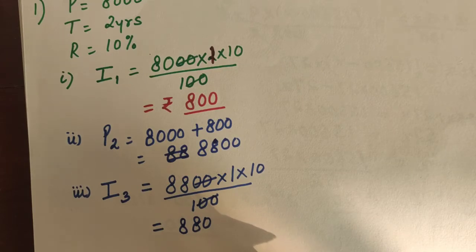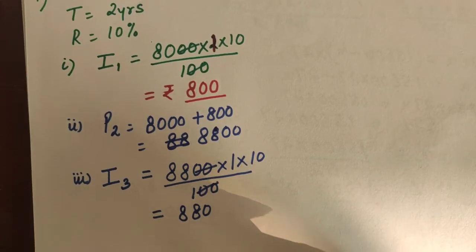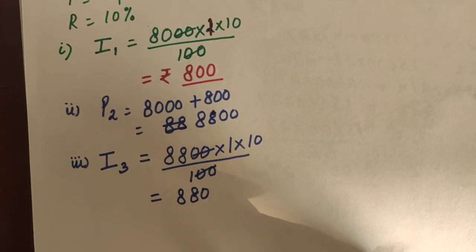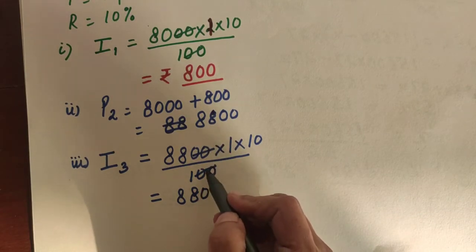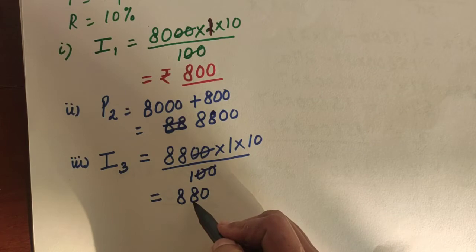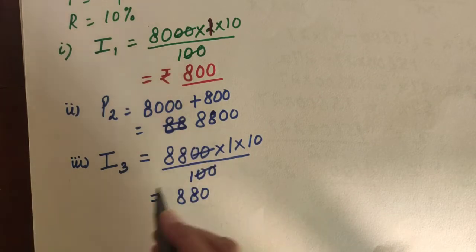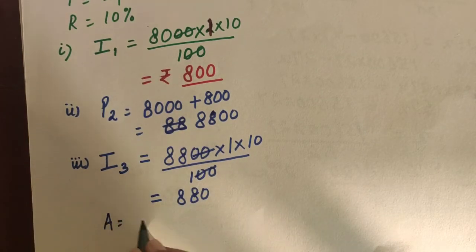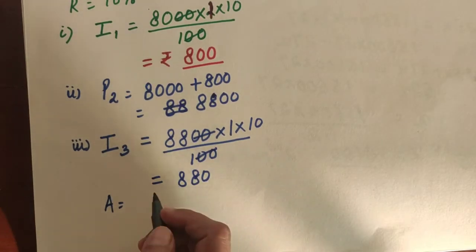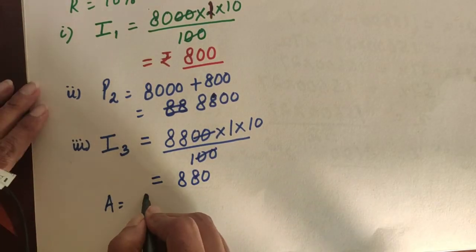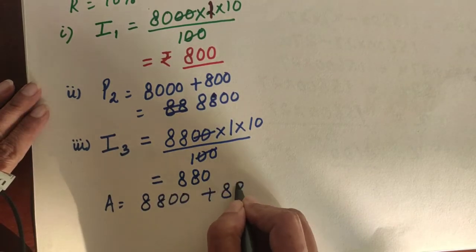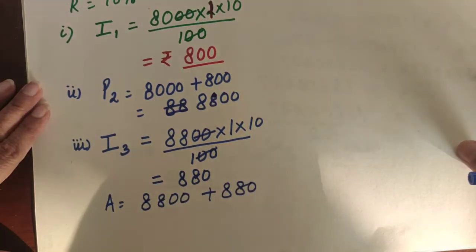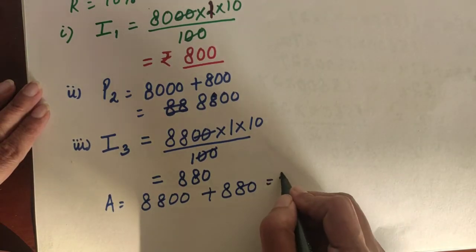Now the next part is part 4. Final amount at the end of the second year. Now this compound interest is only for 2 years. So 8,800 is the principal which was used for the second year, and 880 was the interest for that year. So the amount is equal to principal, which is 8,800 plus 880, which will give you 9,680.